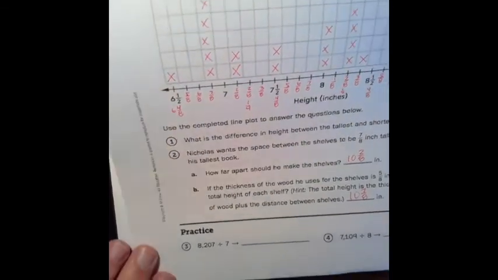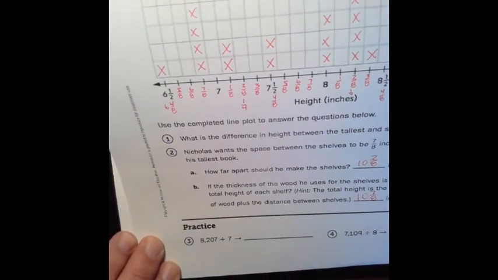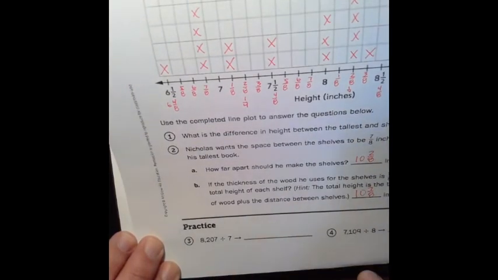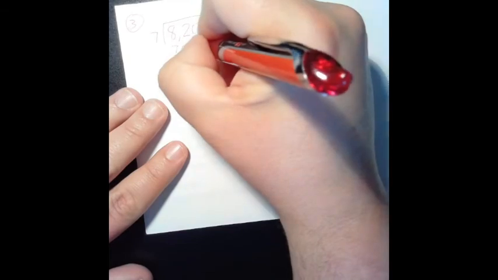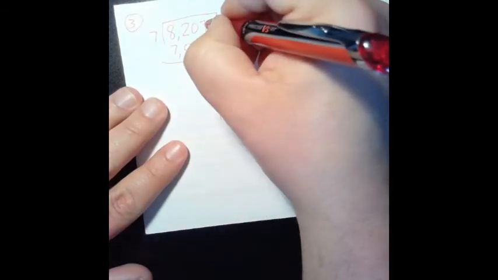Okay, our practice is a division problem. So I'll do 3, and I'll have you do 4 on your own. So number 3 is 8,207 divided by 7. So I'm going to start with 1,000, because I know that 7 times 1,000 will get us a good chunk off of that 8,207.